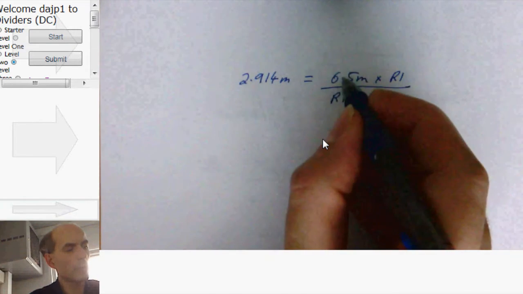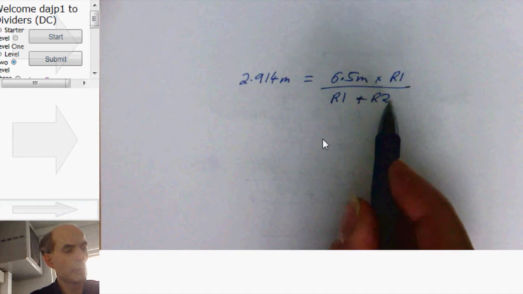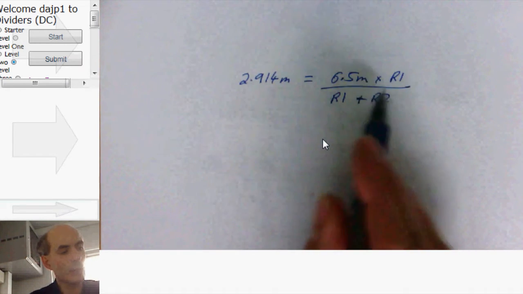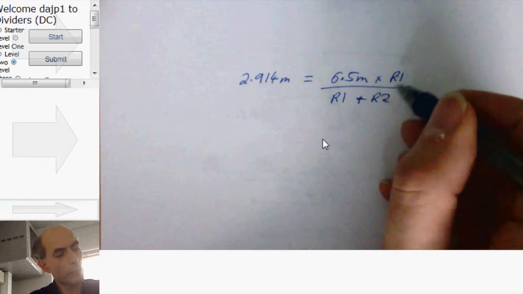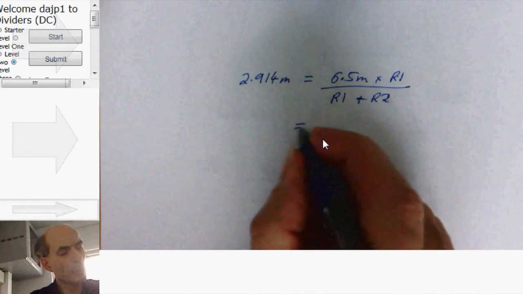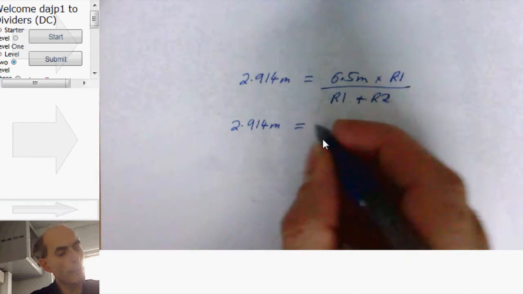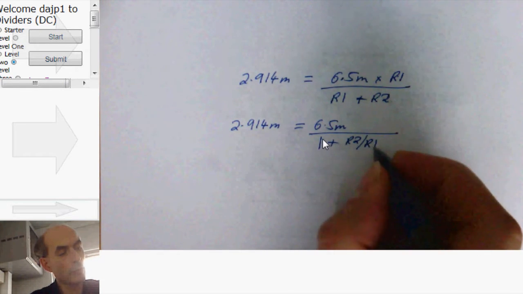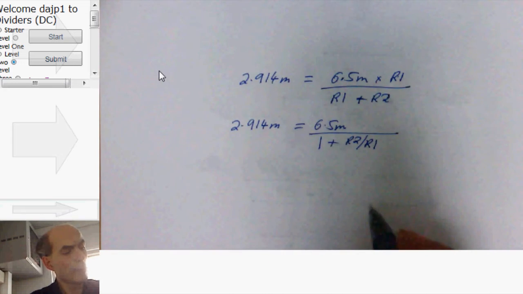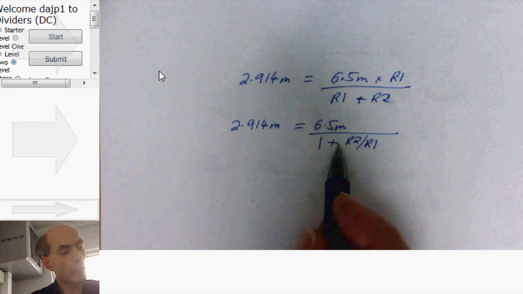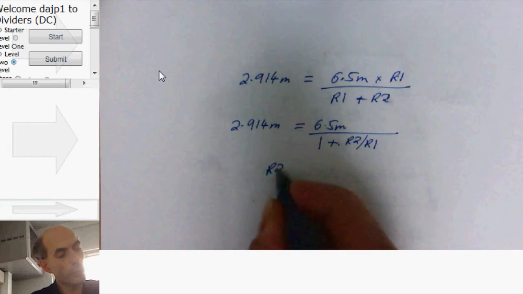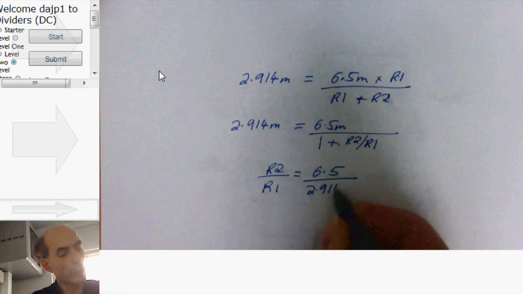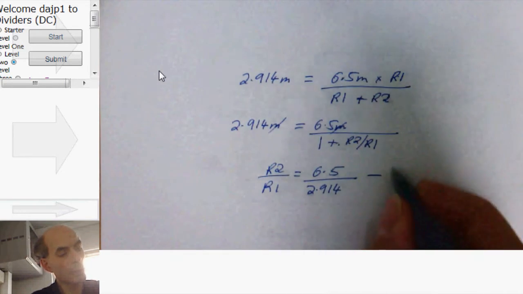Now you'll notice that this equation is one equation with two unknowns in it. So we cannot determine the two unknowns uniquely from this equation. However, we can work out their ratio. If I divide top and bottom for this side of the equation by R1, what I'm left with is 2.914 milliamps equals 6.5 milliamps divided by 1 plus R2 over R1. Now, if I move this term down there and then subtract 1 from both sides, I would end up with R2 over R1 equals 6.5 divided by 2.914, since the millis cancel, minus 1.